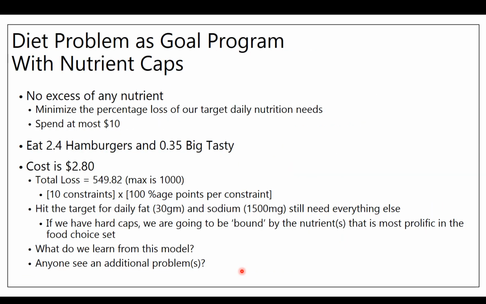Okay, so we solved this problem, the diet problem, as a goal program, and the nutrition caps are in place, right? So you can go up, you can approach the target, but never exceed it. And we found that there were two different choices, the 2.4 hamburgers and 0.35 of that big tasty sandwich. The cost is $2.80. The total loss is $5.49, and the biggest slack you could get in this problem is 10 constraints times 100 percentage points, so 1,000. And so the loss or the distance here is 55% of the total.